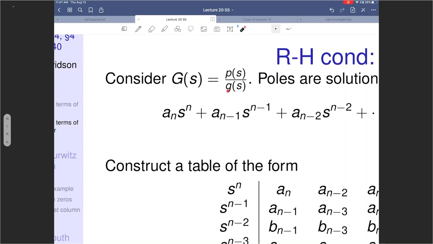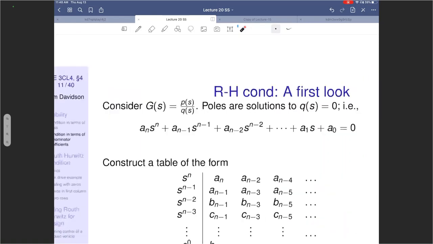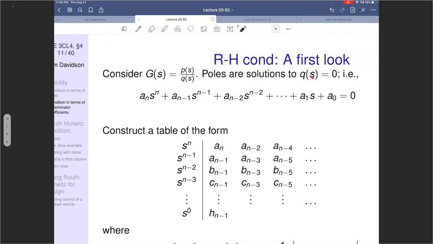Well, make Q of s go to 0. The values of s that make the denominator go to 0 are your poles. So the poles are going to be the solution to Q of s equals 0. If I consider Q of s to be an nth order polynomial, I can take that nth order polynomial and equate it to 0, and I'm going to get n values, so n poles essentially.